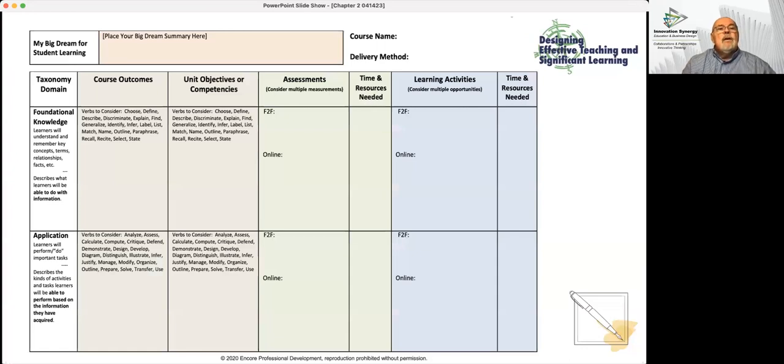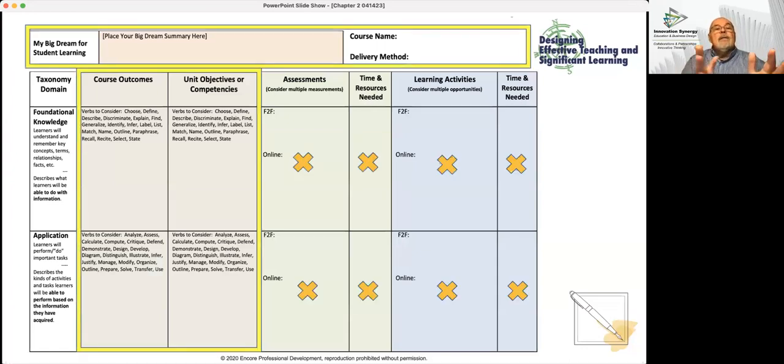Now, what you can see here in this part is that we ask faculty and designers to only work with the course outcomes first. Work with your course outcomes. The verbs to consider are the same ones that we gave you back in the chapter of the book. We also have unit objectives or competencies, because some of you are working with competencies or objectives, and you want to break these bigger course outcomes into smaller bite-sized pieces for students. So there's a place for you to do that. You may use it or you may not have to use it, but it's there for you to decide.